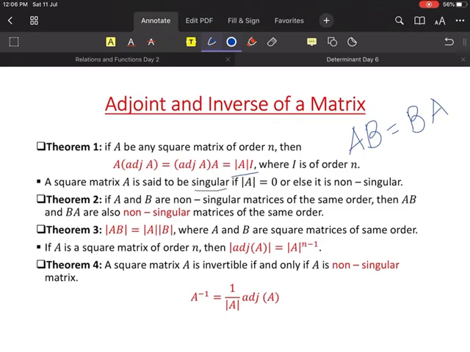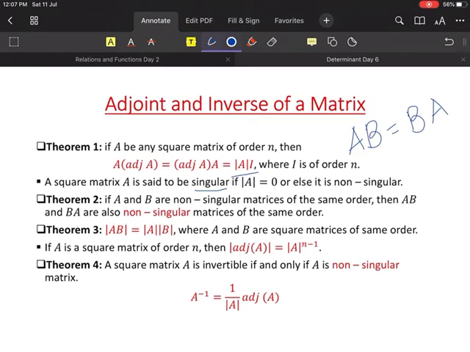Now, next step. A square matrix A is said to be singular if the determinant of A is equal to 0. If I find the determinant of a square matrix to be 0, then it is known as a singular matrix. If the determinant is not equal to 0, then it is known as a non-singular matrix. It's simple as that. So if the determinant is 0, singular; if not equal to 0, non-singular. Clear?